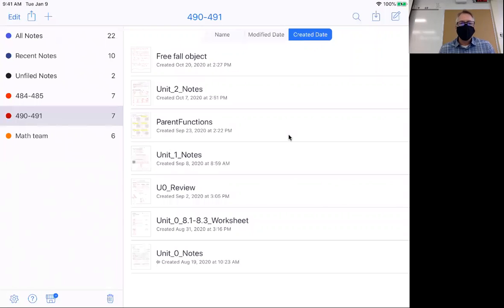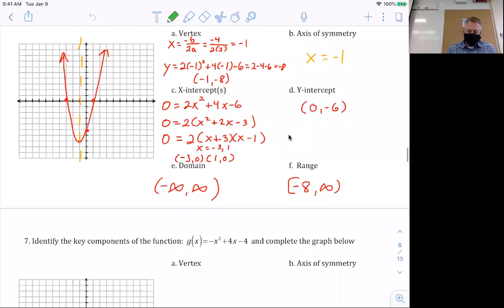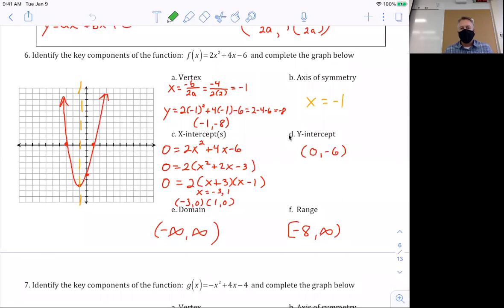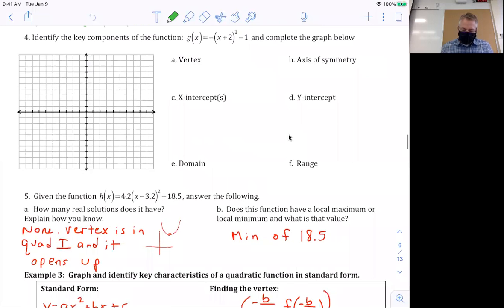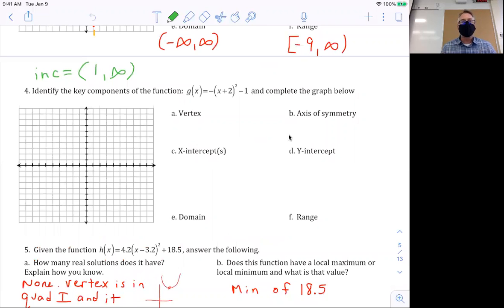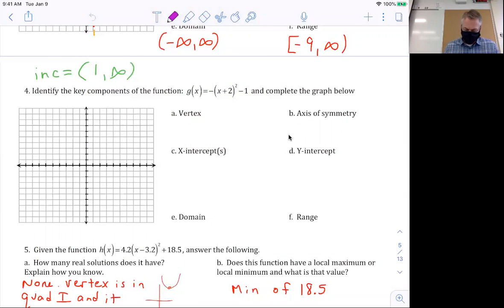In Notability, I'll go to our 490, 491 folder, and I'm going to extend onto the Unit 2 notes here, okay? And just to follow up from what we did yesterday, we were talking about vertex form and all of these things, and you guys seem to have a pretty good handle on that. So I'm going to come down here to example 4, and I'm going to go through this kind of quickly. If I go too quickly, please let me know. But this is like a review of yesterday.